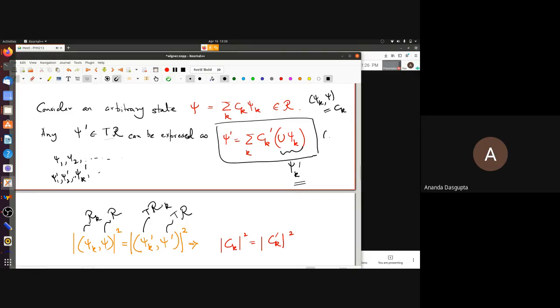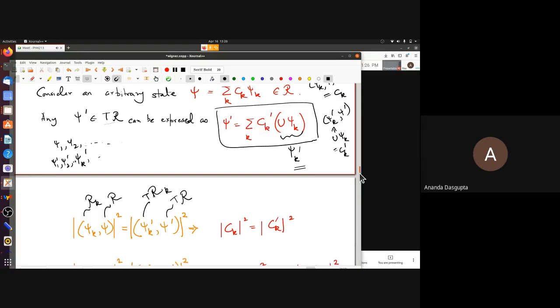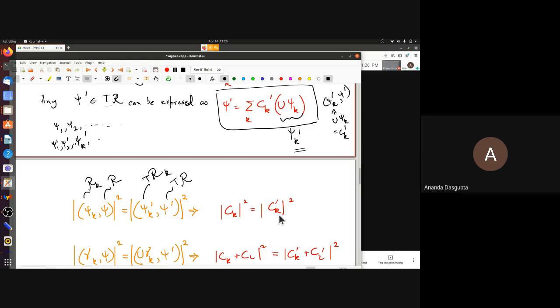And what is psi k prime comma psi prime? Psi k prime, remember, is our U psi k. What is that? By the same token, this has obviously ck prime, right? C prime k. Just this coefficient. So this symmetry demand tells you ck and ck prime must have the same magnitude.